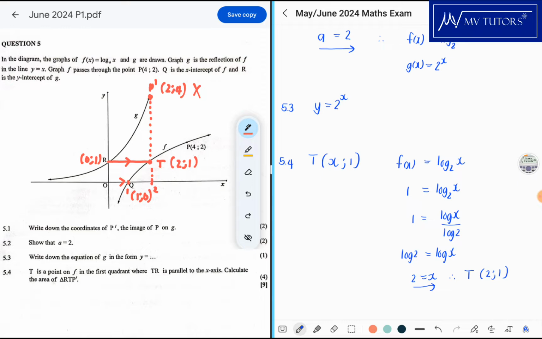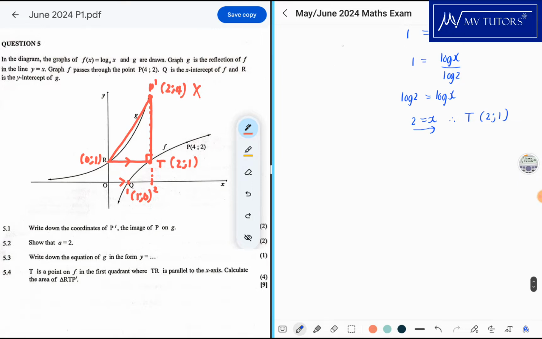So now I want to know the area of triangle R, T, and P prime. So I hope you see that we actually have a right angle triangle. That makes life very easy for us. Let's just redraw it over here. Okay, so we have T, P prime, and R. And the distance between R and T, we're going to look at the x values. So we have an x value of 0 and an x value of 2. So the distance is 2.